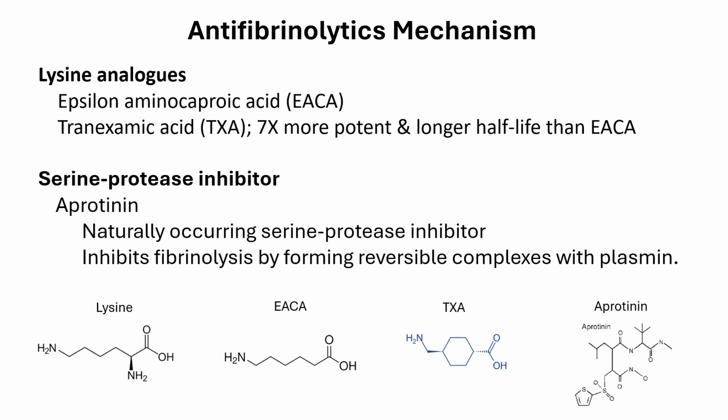In the second group, the serine protease inhibitors, there's aprotinin. It's a naturally occurring serine protease inhibitor. It has a complex chemical structure and it inhibits fibrinolysis by forming a reversible complex with plasmin. But unlike the synthetic lysine analogs, aprotinin does not only inhibit fibrinolysis. Due to its wide-acting serine protease inhibiting activity, it also has an effect on platelet function. It has an effect on anti-inflammatory processes, and in high doses, it becomes an anticoagulant.